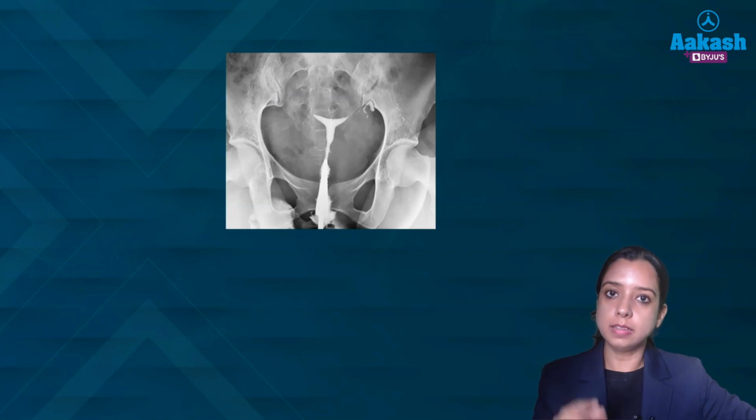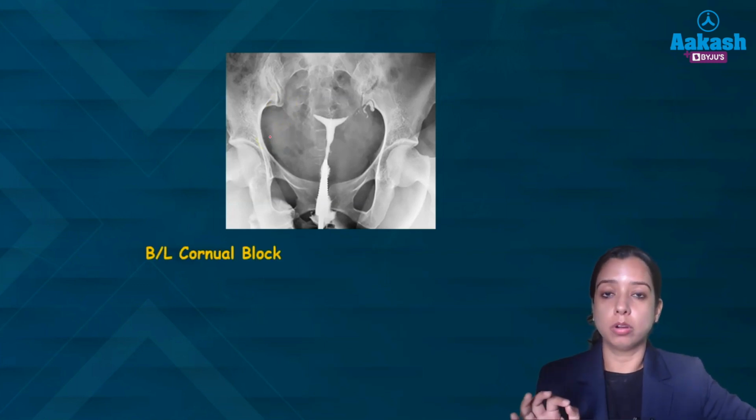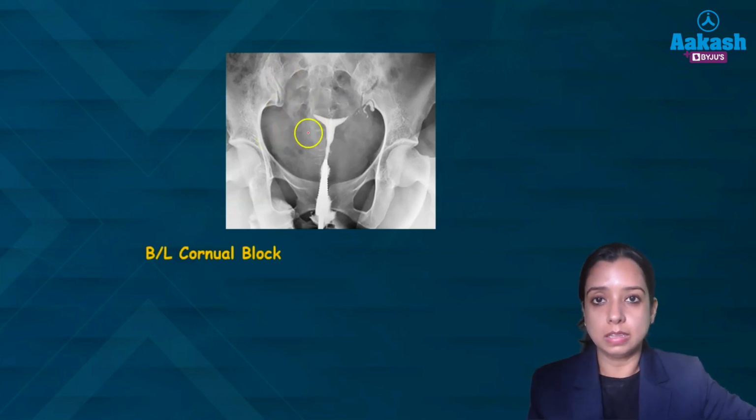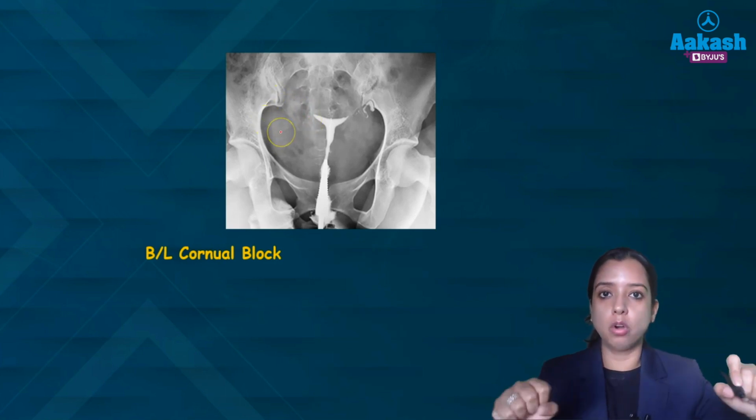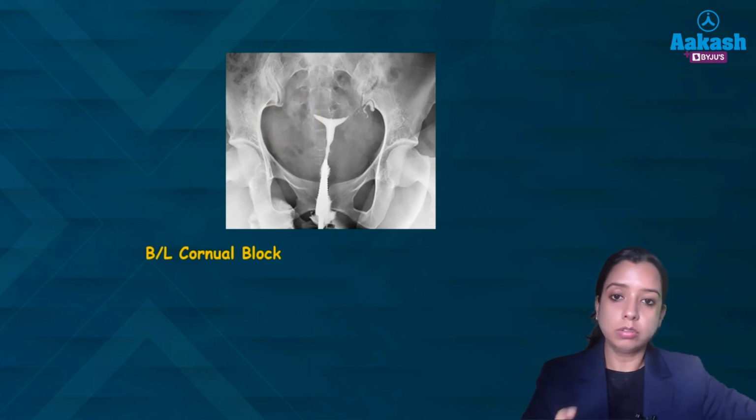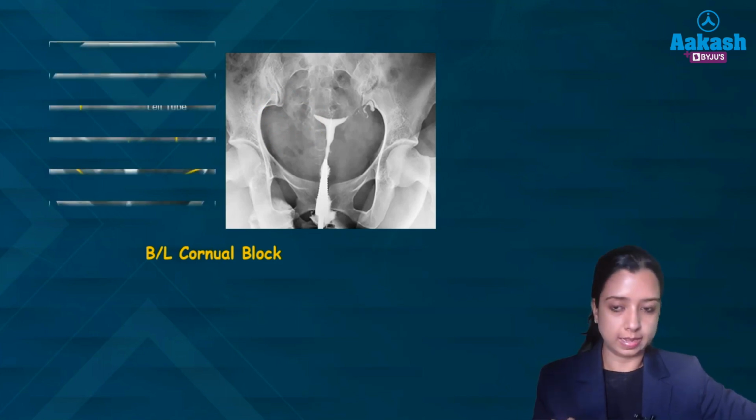One another option in the same question was cornual block. So cornual block looks like this. Here the dye will not even fill into the tube because there is a block at the cornua. Okay, so this is how a cornual block will look.